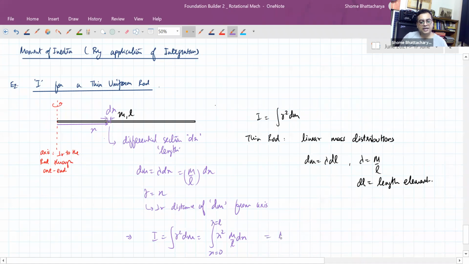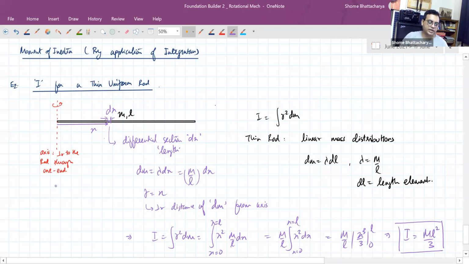So as you can see, it will become m by l x square dx integration from x equal to 0 to x equal to l. So it will become m by l x cube by 3 from 0 to l. So now completing this integration, the moment of inertia comes out to be ml square by 3. So this is the moment of inertia of a thin rod, but about this type of axis, an axis which is through the end of the rod and perpendicular to its length. Okay. So this is a standard derivation as well as a standard formula.